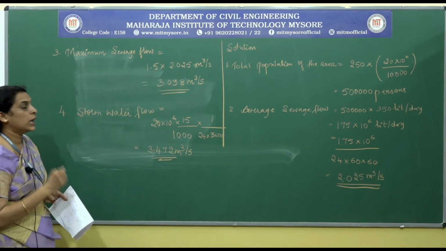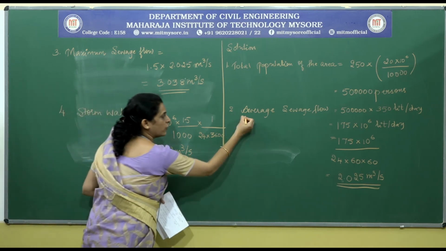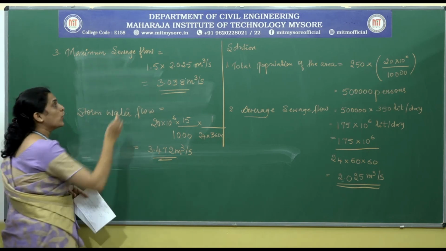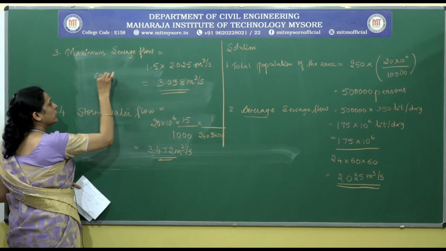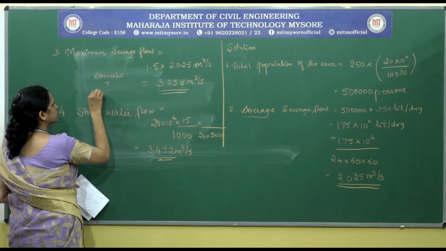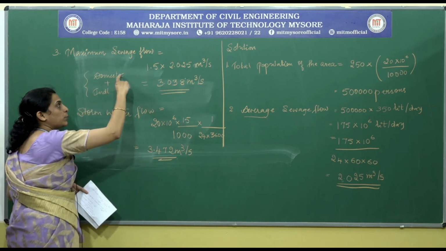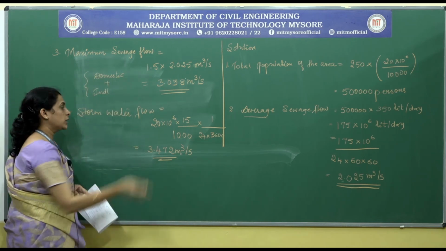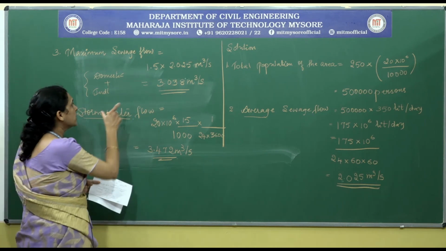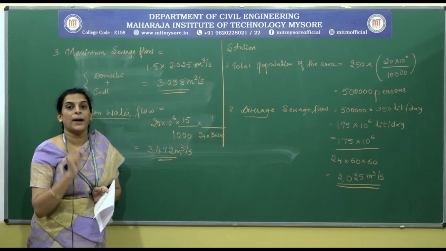So now I have the average sewage flow from which I calculated the maximum sewage flow, which means to say I have the quantity of domestic plus industrial here. So this is one portion of the sewage. Now I have the storm water even. Together with these two, I will calculate the combined flow.